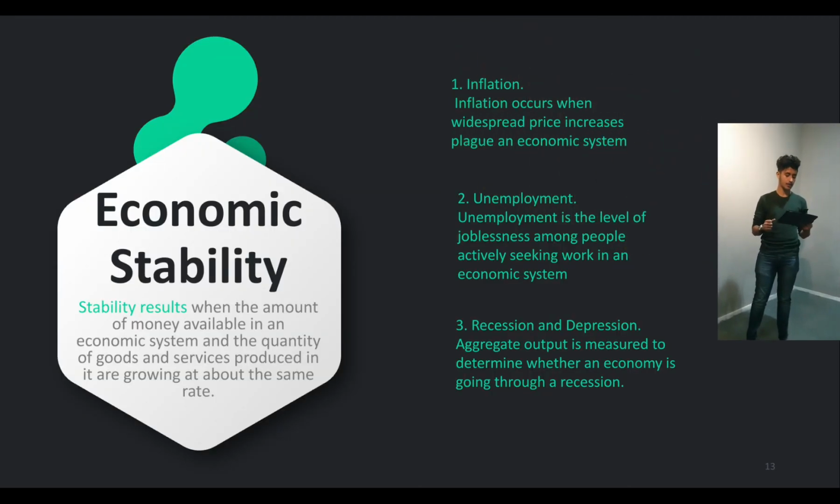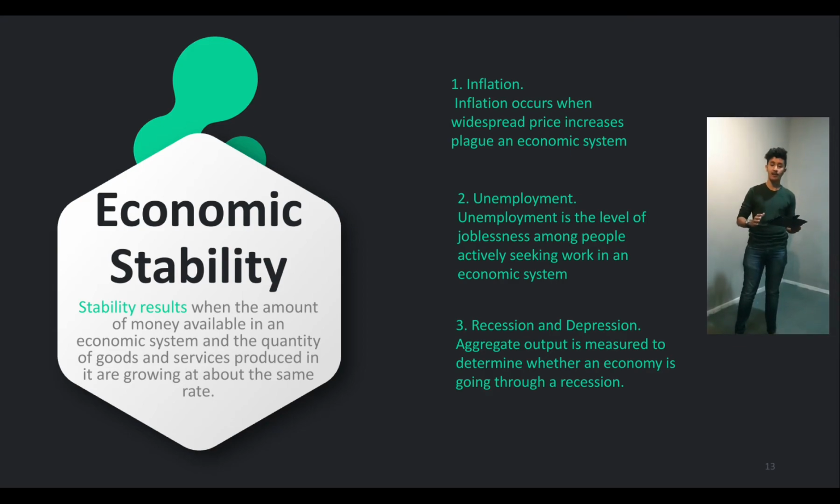The next one is economic stability. Economic stability is when the amount of money available in a country is the same as the quantity of goods and services available in that country. So a kind of economic instability is inflation. Inflation happens when prices in the market remain high and scarcity happens.